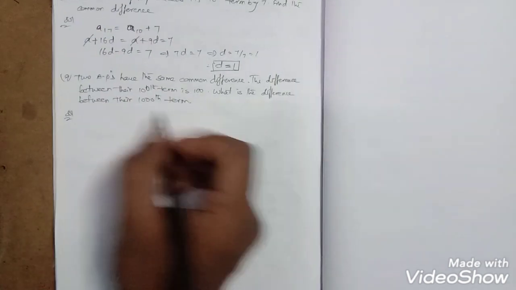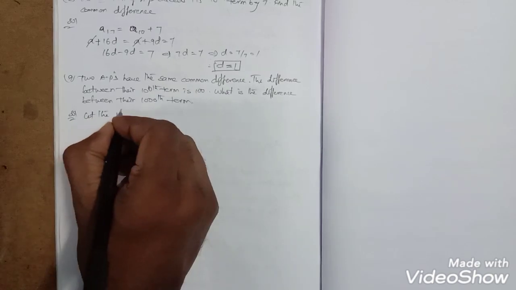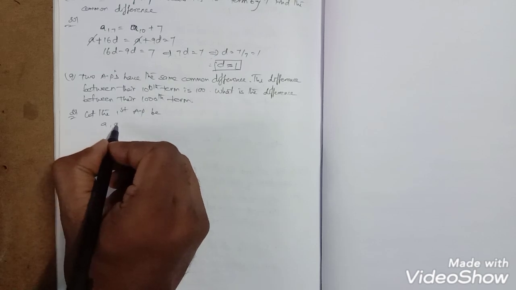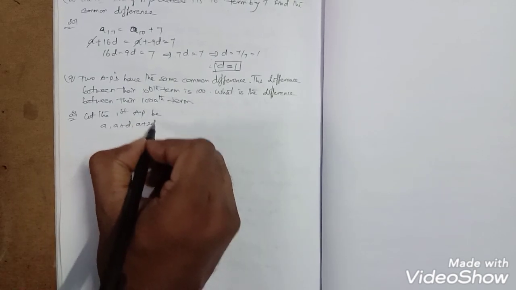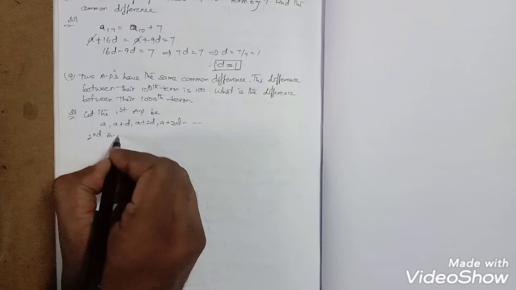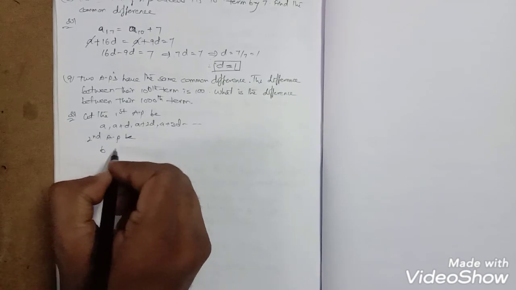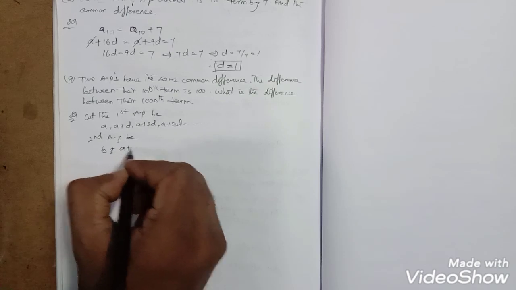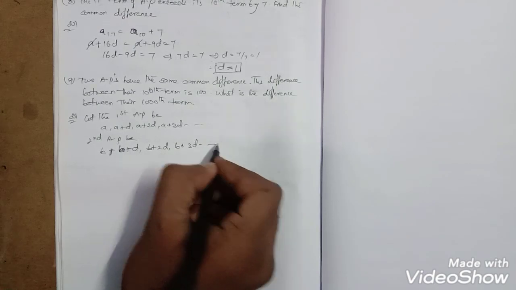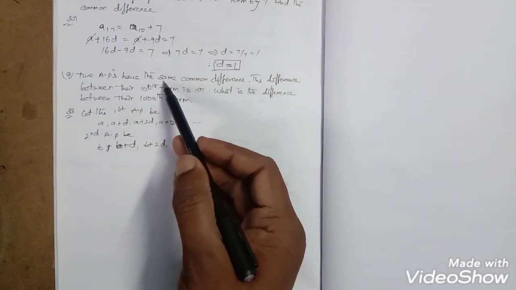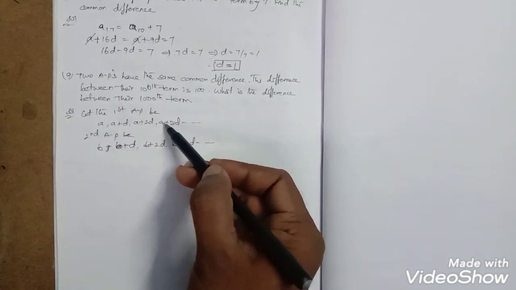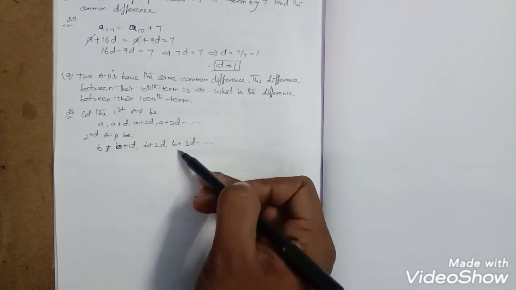We have to assume, let the first arithmetic progression be a plus d, a plus 2d, a plus 3d, and so on, right? And the second arithmetic progression be b, b plus d, b plus 2d, b plus 3d, and so on. So as the question says, they have the same common difference. That's why I did not change the value of d, but I have changed the first term of the first progression and second progression, right?